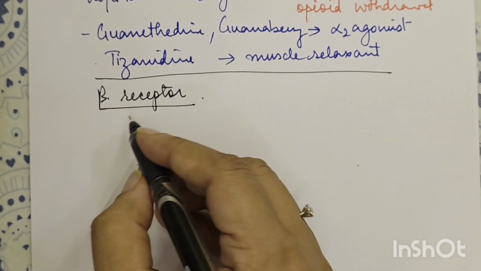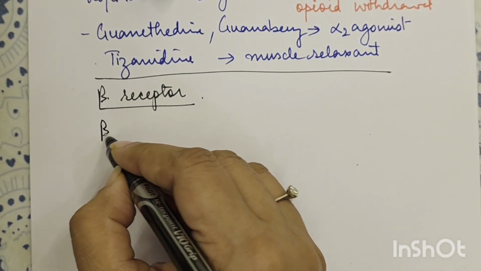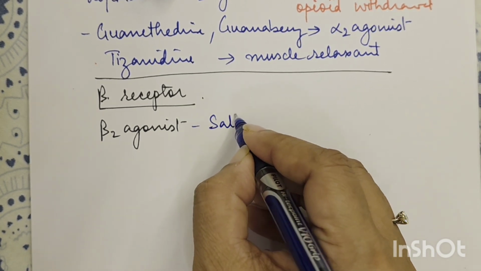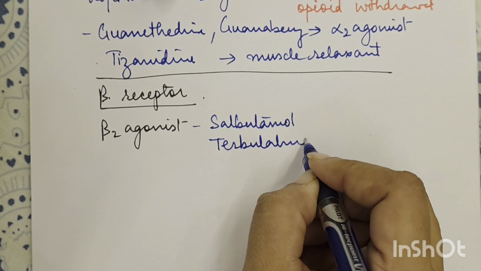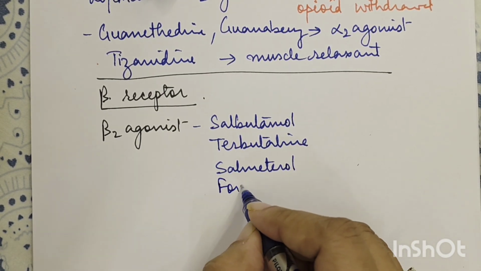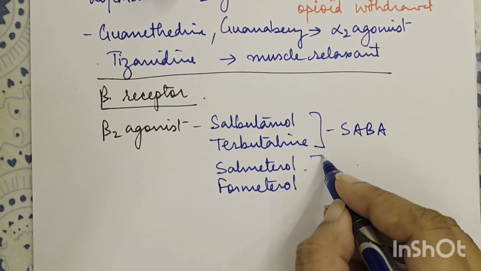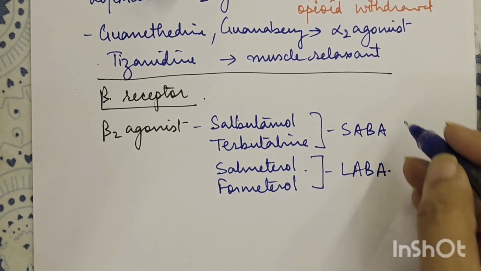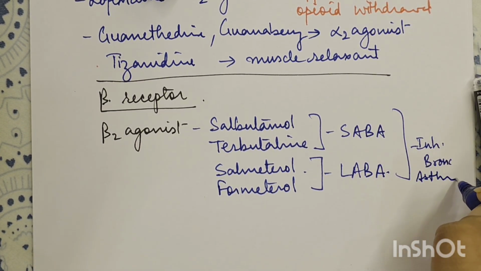So beta drugs. Now in this, first we talk about beta 2 agonists, that is salbutamol, terbutaline and salmeterol and formoterol. Now these drugs are short acting beta agonists, and these drugs are called LABA, or long acting beta agonists. They are all given by the inhalational route in bronchial asthma, right?